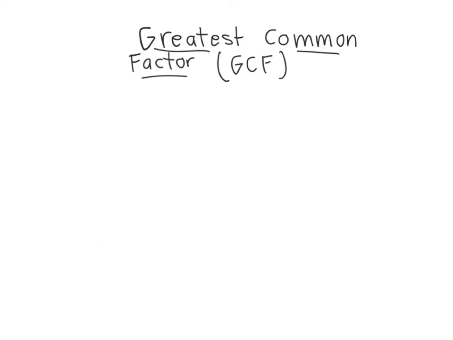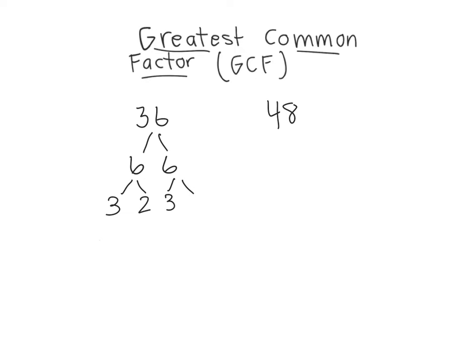Okay, let's try it again. We're going to use 36 and 48. So again, step 1, make your factor trees. 36 is, I'm going to use 6 times 6. Again, you can use 9 times 4. You can use 12 times 3. It does not matter what you put at the top because you're always going to get the same numbers at the bottom.